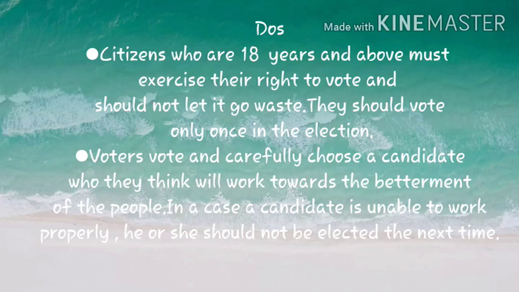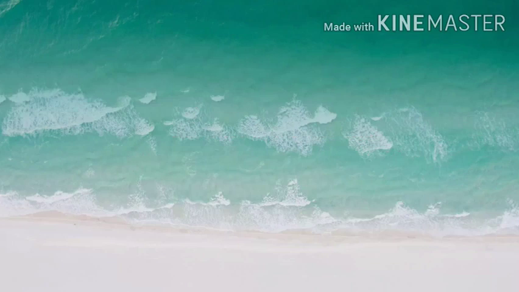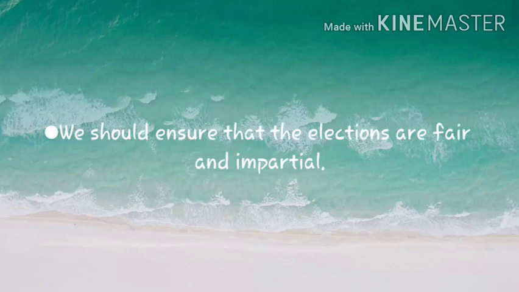Next, voters vote and carefully choose their candidate who they think will work towards the betterment of the people. In case a candidate is unable to work properly, he or she is not elected the next time. So voters will choose carefully who they want to choose as a candidate, and that candidate will work towards the betterment of the people and also for the society. So we should ensure that the elections are fair and impartial.